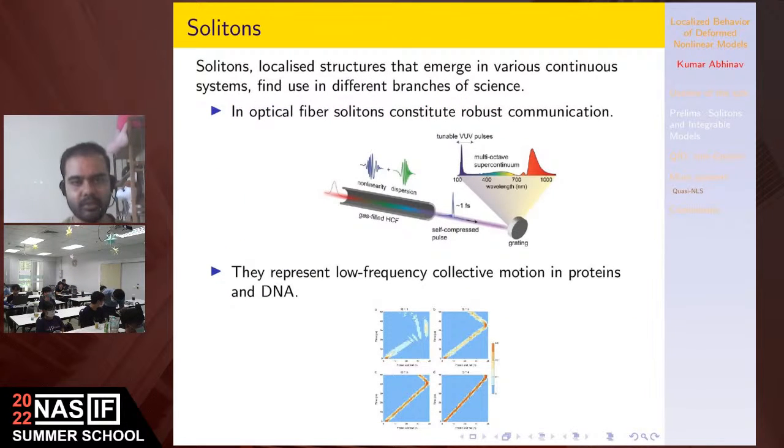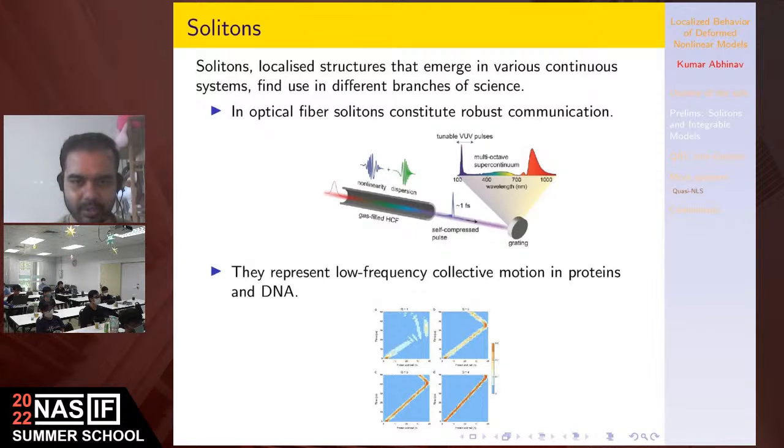So what are solitons? They are localized structures that appear in different continuous systems, and they are useful to many physical systems that we know experimentally. And actually, you are very much familiar with solitons. So the first example is optical fibers. Solitons are used for communication.